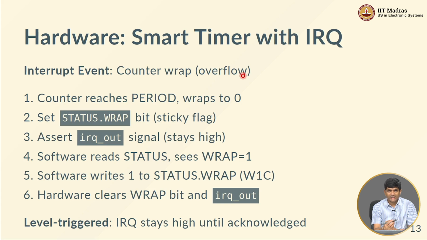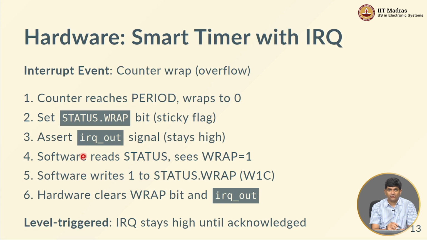And the counter by itself continues counting, but since it generates the interrupt, that wakes up the CPU, which then comes back and needs to clear the interrupt. So the counter wrap is going to set the status.wrap bit, which we will see inside the RTL. That also asserts the IRQ out signal, which is then going to remain high. Remember what we said about a level triggered interrupt.